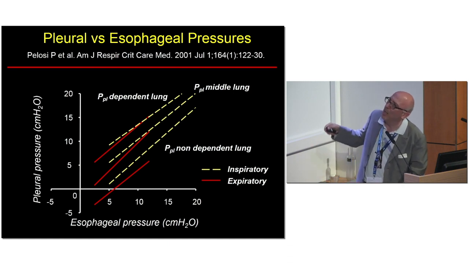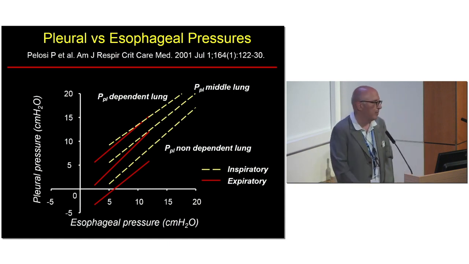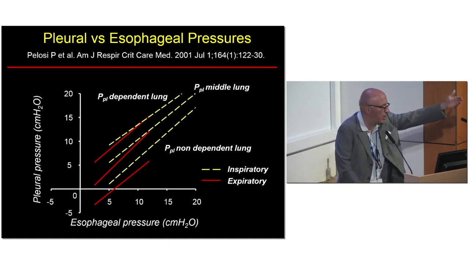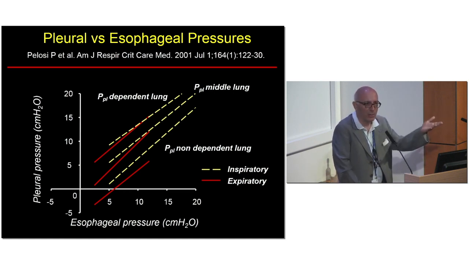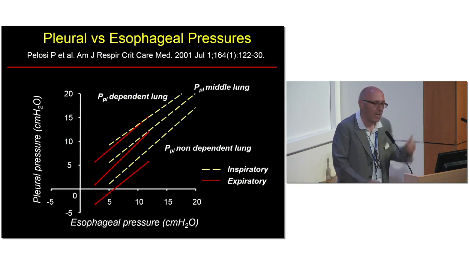Then we look at the non-dependent, and we look at the dependent. Again, you see here, you have 10 of pleural pressure and you have 6 in esophageal pressure. Much more in the pleural pressure than the esophageal pressure. 4 or 5 centimeters of water. That is what we are talking about.